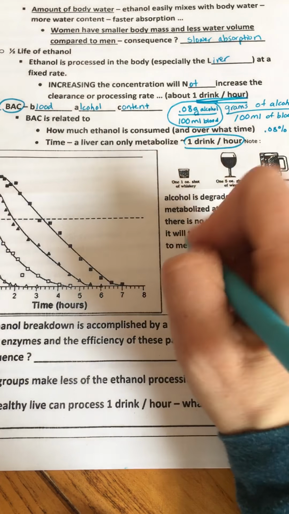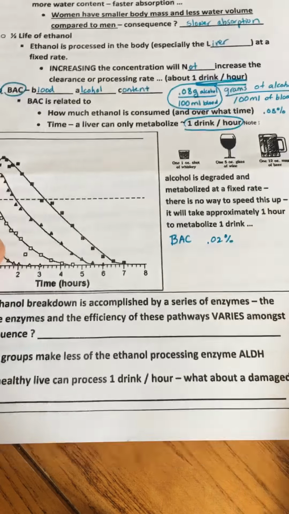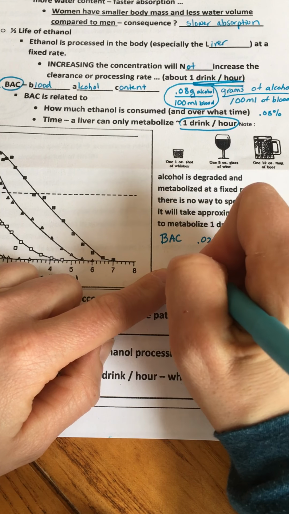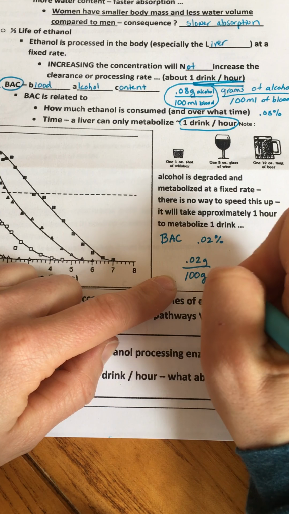All right, so if we took, say, a blood alcohol content of 0.02%, hopefully you've got that. I'm just putting in some different numbers for the same thing. This is actually 0.02 grams for every 100 grams of blood.